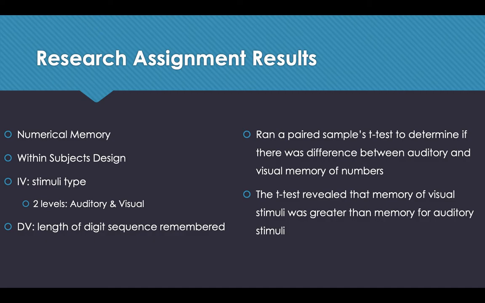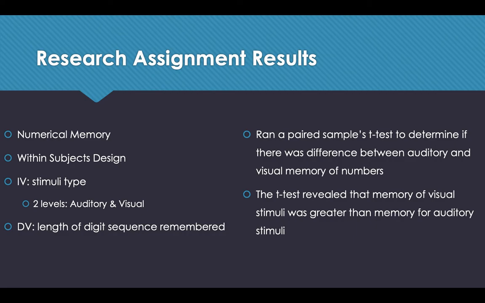In this case, we had a within subjects design, meaning that all of our participants completed both levels of the IV. So when you did that experiment, you participated in both the visual and the auditory conditions. That's exactly what the independent variable was, stimuli type, either auditory or visual. Then we had our dependent variable, what we measured, and that is the length of the digit sequence remembered.